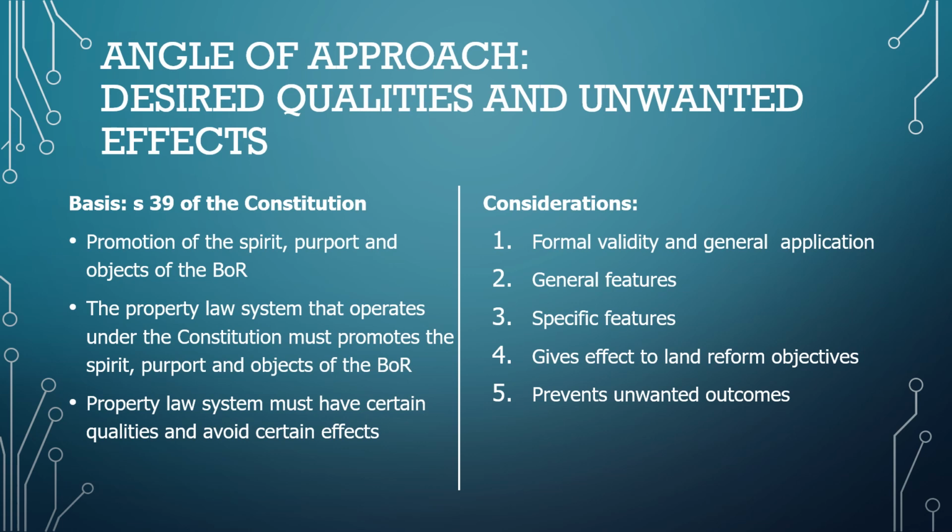We apply this test to determine if these certain qualities that we want to see in our constitutional dispensation are evident and present in the source that we choose, and whether or not it is devoid of those unwanted effects that we do not want to see in our constitutional property system. So then, what does the desired qualities and unwanted effects test look like? It consists of a number of considerations, and as you'll see on the slide, we have consideration 1 to consideration 5. Now, the first one is that the source of law must be formally valid and of general application.